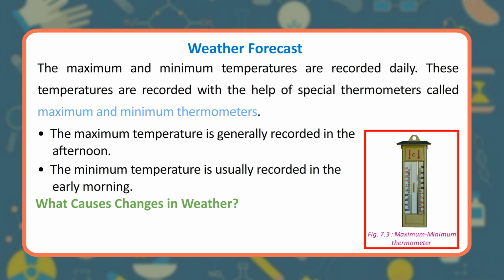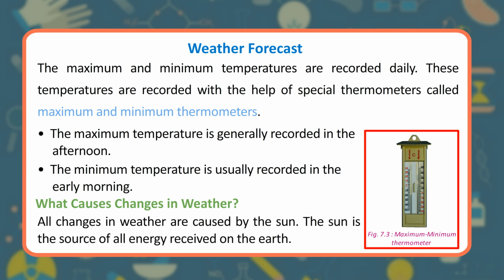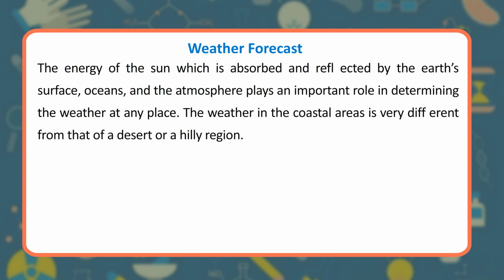What causes changes in weather? All changes in weather are caused by the sun. The sun is the source of all energy received on the earth. The energy of the sun, which is absorbed and reflected by the earth's surface, oceans, and the atmosphere, plays an important role in determining the weather at any place. The weather in the coastal areas is very different from that of a desert or a hilly region.